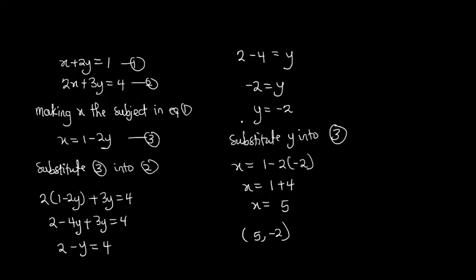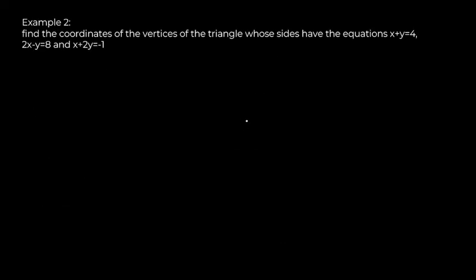Alright, so let's go ahead and look at another example. We are to find the coordinates of the vertices of the triangle whose sides have the equations x plus y is equal to 4, 2x minus y is equal to 8, and x plus 2y is equal to negative 1. So let's go ahead and look at how to solve this problem. So let's write down our solution.